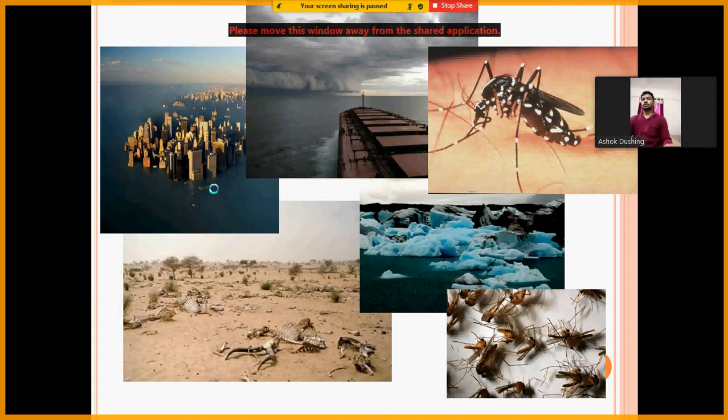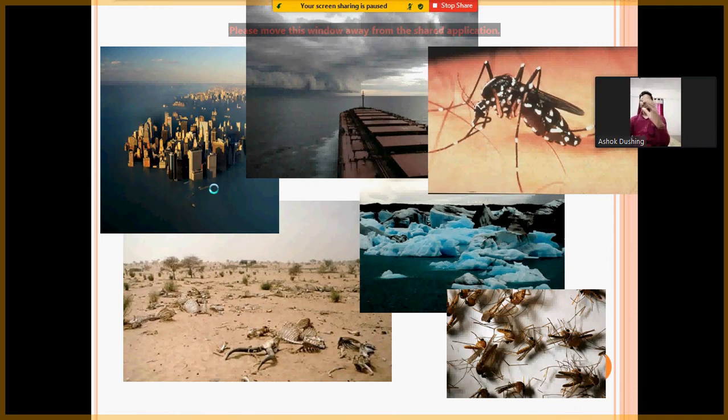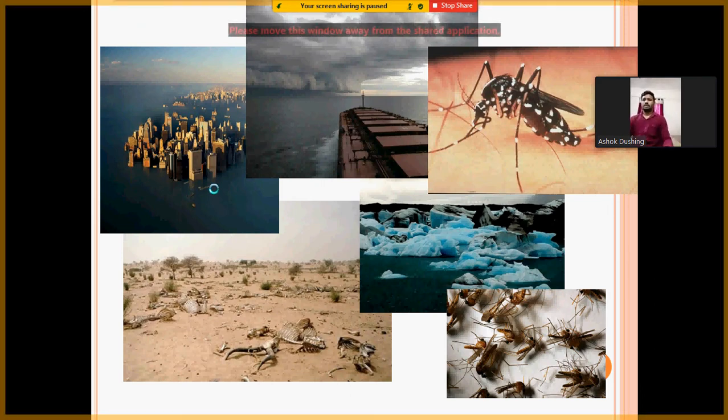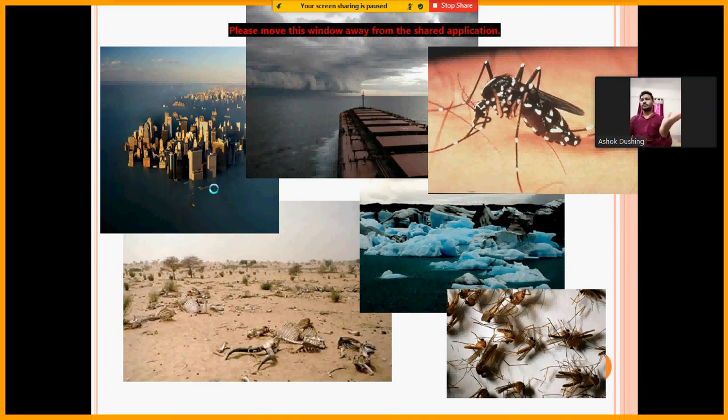So these are some of the pictures of what will happen. Many of the cities will go under the water, as sea water level increases and coastal regions go under the water. Mosquitoes and other insects will increase due to heating. And in desert atmosphere there will be worse conditions. Some ice caps will melt, and because of that, the sea level will increase.